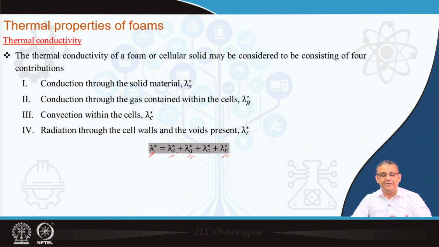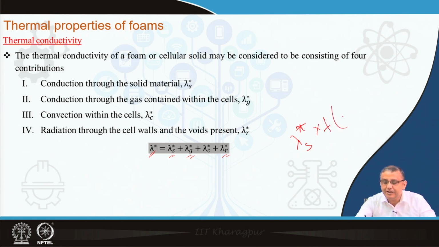So, the gas conductivity, lambda G star, has a negligible contribution. The highest contribution actually comes from the conductivity of the cell walls or the faces material, and this is the lambda S star, along with a function of rho star over rho S and also a shape function.